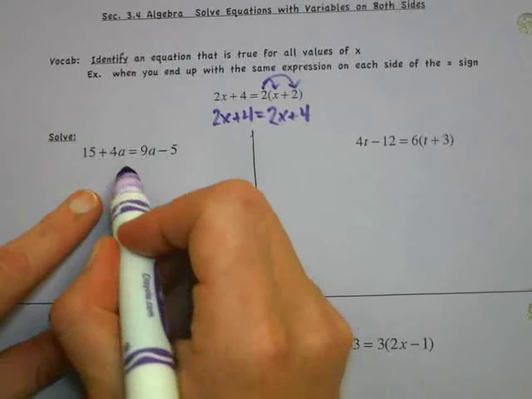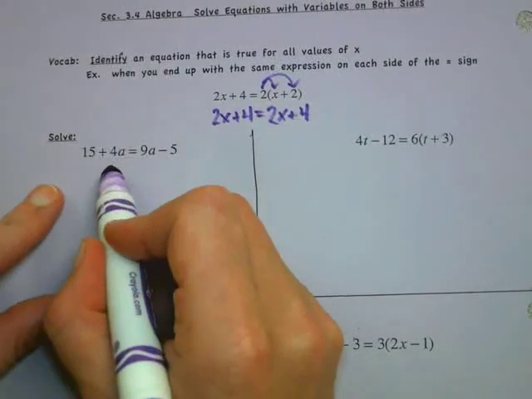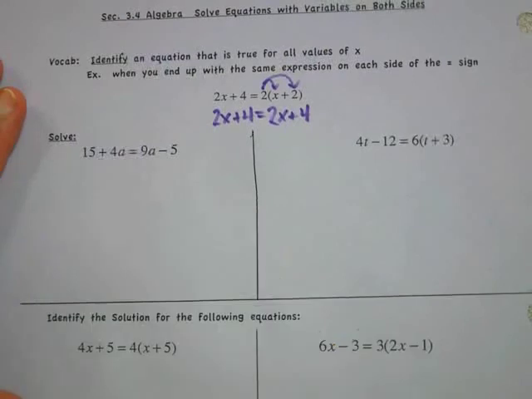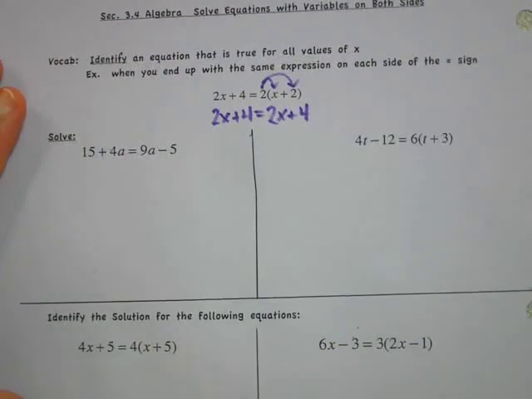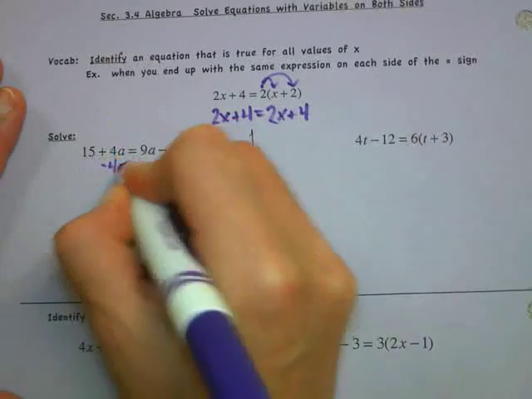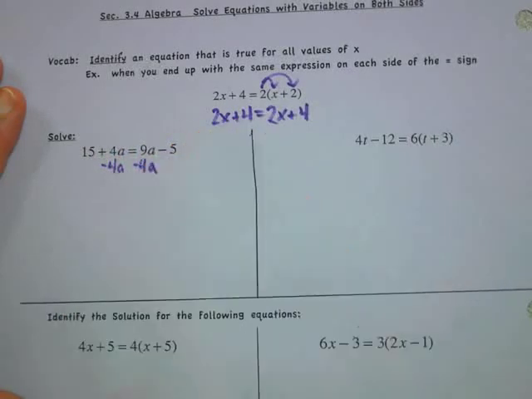What I basically have is 4 a's, or 4 x's, on one side and 9 on the other. I can't combine them and make 13. I have to get rid of one of them. I personally always get rid of the smaller one, because then I can avoid dealing with negatives as much as possible. Not every time, but most of the time.